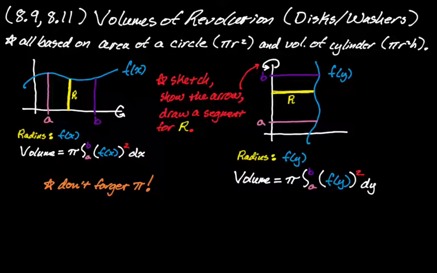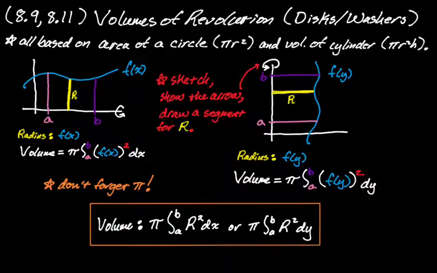Don't forget the pi, especially on a calculator problem. People will set it up correctly and then forget to type in pi, but just in general, always be thinking volume, pi r squared. Gotta have pi in there. If it's volume of revolution. Volumes with cross-sections don't all have pi, as we previously saw.